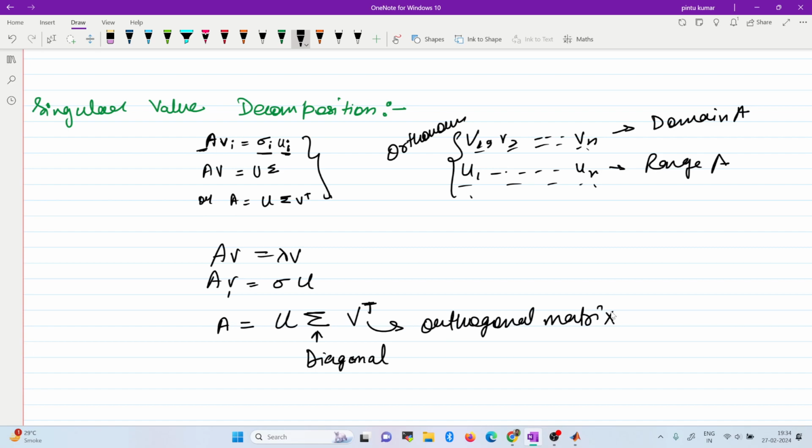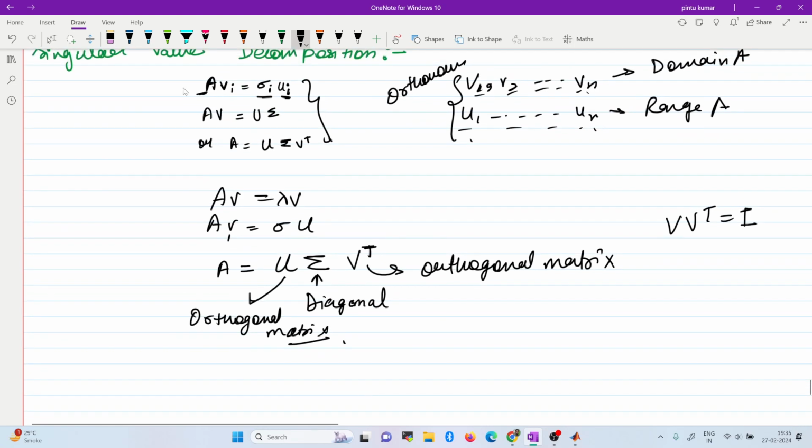Orthogonal matrix means its columns are orthonormal. That would also mean that V transpose V is identity, and your U is also an orthogonal matrix. Now let's look at the size of these matrices. What is the size of U, what is the size of sigma, and what is the size of V? Let's say A is m cross n. For A times Vi to be well defined, what should be the dimension of Vi? Vi should be n cross 1, right? Great. Also my Ui should be m cross 1.